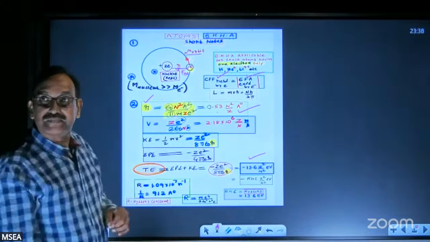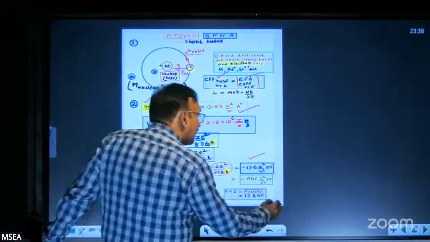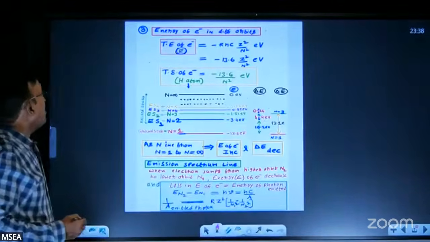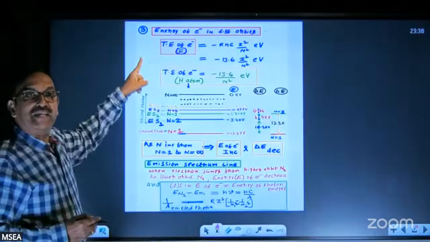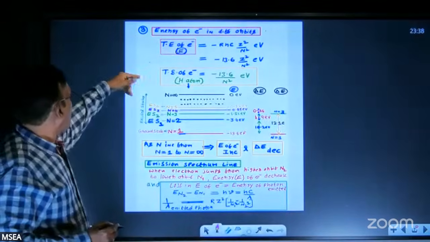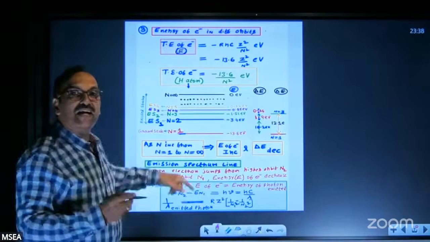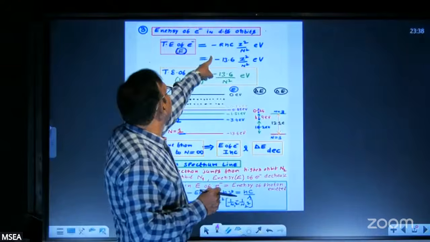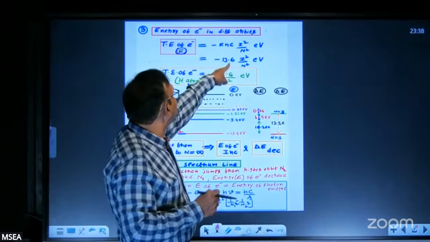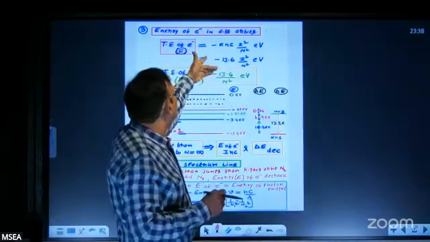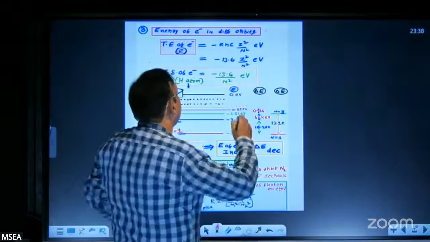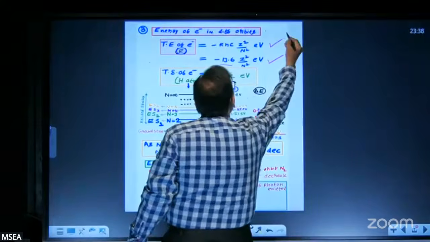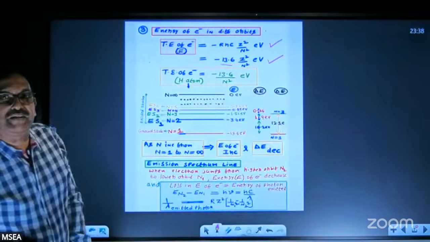Okay, coming to the next set of things, pay attention. What is the energy of electron in different orbits? Just now we have seen that total energy of electron in any nth orbit is given by minus 13.6 into Z squared by n square eV, nothing but minus RHC into Z squared by n square. So you have to know the formula numerically as well as in letter notation. Both the things you have to be good at.